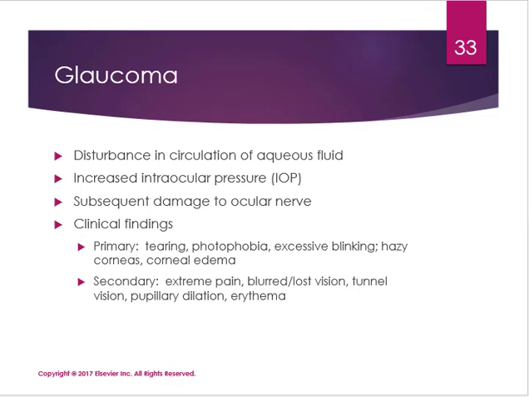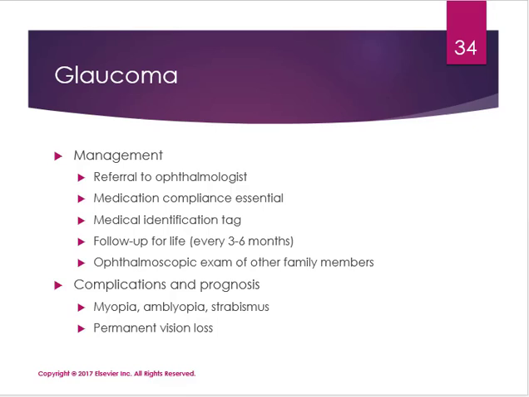So glaucoma is an issue with the distribution of the aqueous fluid that results in increased intraocular pressure and damage to the optic nerve. Clinical findings may include increased tearing, photophobia, excessive blinking. There may be some hazy corneas or corneal edema. Secondary clinical findings may be pain in the eye, blurred or lost vision, tunnel vision, dilatation of the pupil, and redness. Early diagnosis of glaucoma in kids is very important. The goal is to normalize the intraocular pressure and to prevent any optic nerve damage.